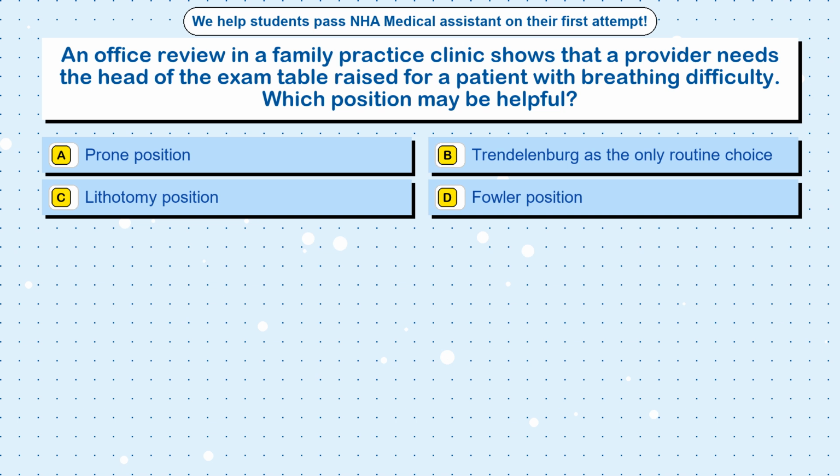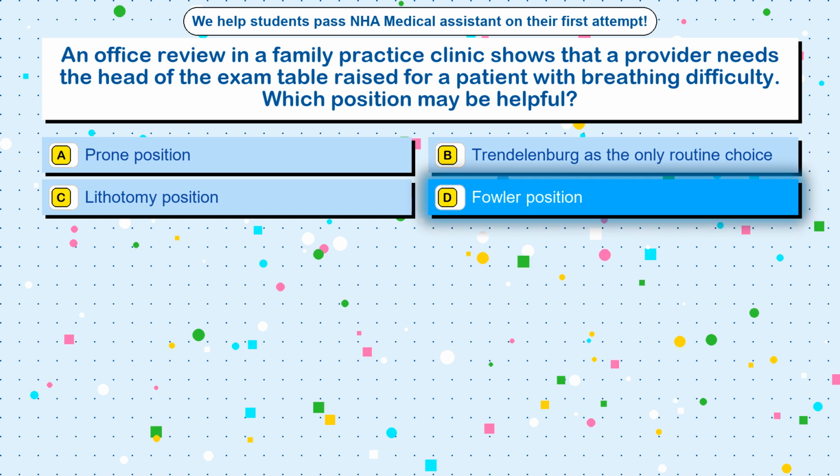Question 42. An office review in a family practice clinic shows that a provider needs the head of the exam table raised for a patient with breathing difficulty. Which position may be helpful? Option A. Prone position. Option B. Trendelenburg is the only routine choice. Option C. Lithotomy position. Option D. Fowler position. The correct answer is option D.